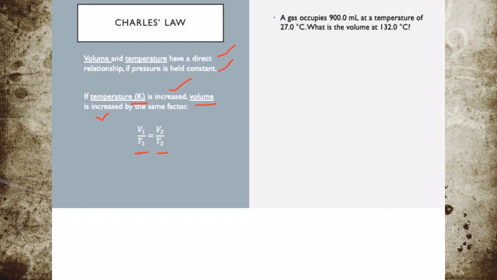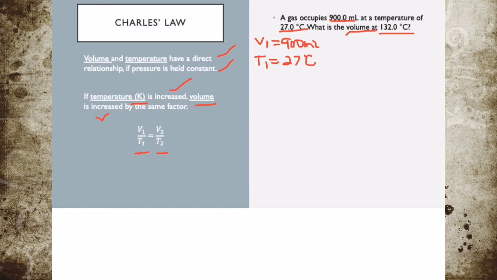Let's take, for example, a gas that occupies 900 ml at a temperature of 27 degrees Celsius. What is the volume at 132 degrees Celsius? So the first step is to identify the given. V1 is 900 ml. T1 is 27 degrees Celsius. And since that is in Celsius, we have to convert it to Kelvin. So plus 273, that will give us 300 Kelvin.